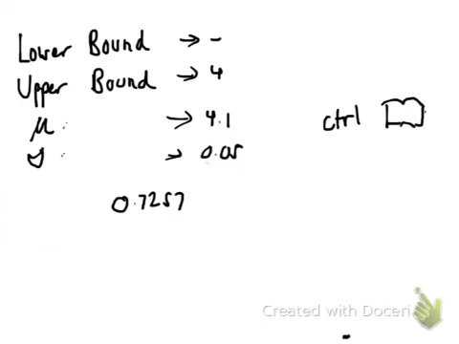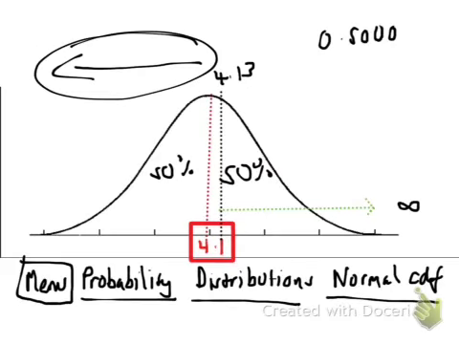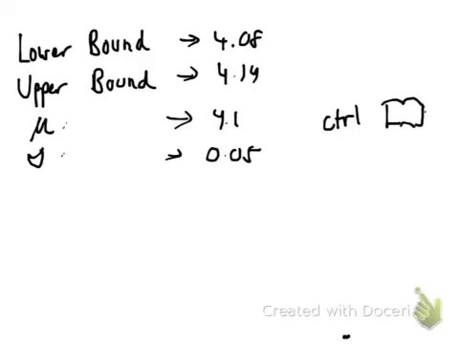Back to our entries here. I'll just erase the last ones. Our lower bound here is going to be 4.08, our upper bound 4.14, our mean, same as usual, 4.1, and our standard deviation is 0.05. Put those into the calculator, remembering the steps: menu, probability, distributions, normal CDF. If you place that into your calculator, you get 0.4436.